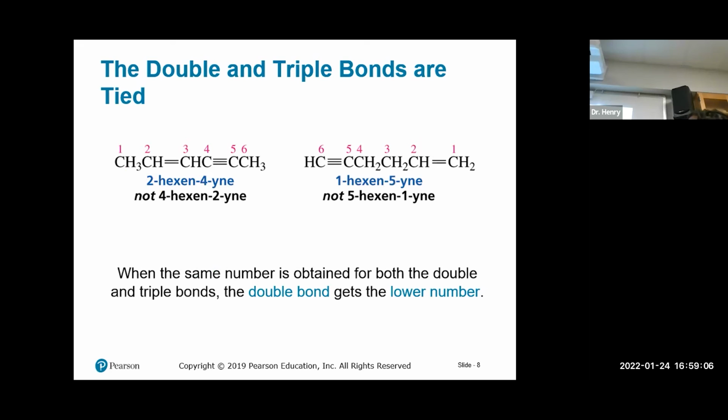Okay. So double and triple bonds are tied, right? In this case, if we go 1, 2, 3, 4, 5, 6, 1, 2, they're both on the 2 carbon, right? They're tied. So then we're going to give the double bond the lowest number. Okay.